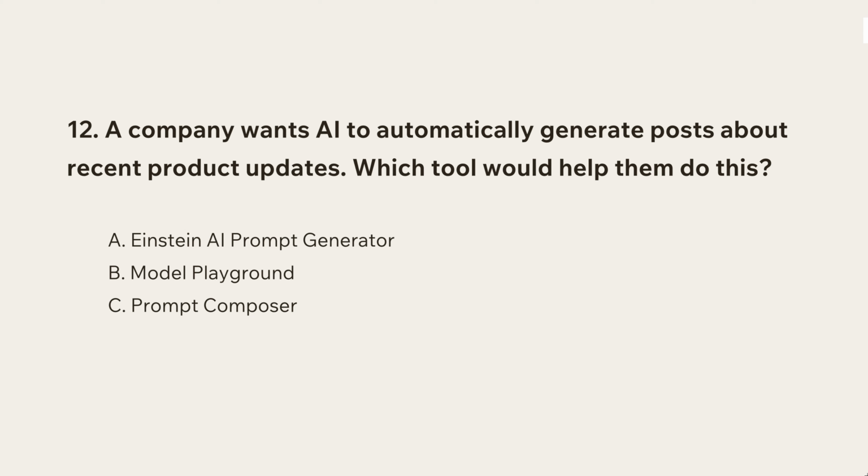Take a look at the options. Correct. This tool is specifically designed to help create content like product updates using AI-generated prompts. Incorrect. This is more for testing models, not for generating posts automatically. Partially correct. But A is more aligned with generating product update posts automatically.